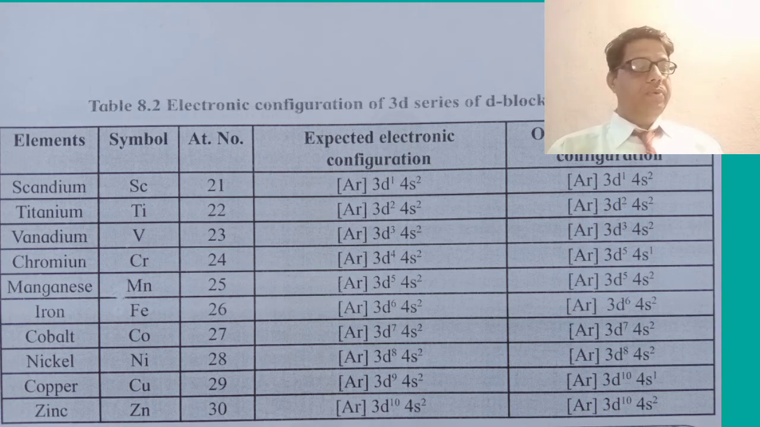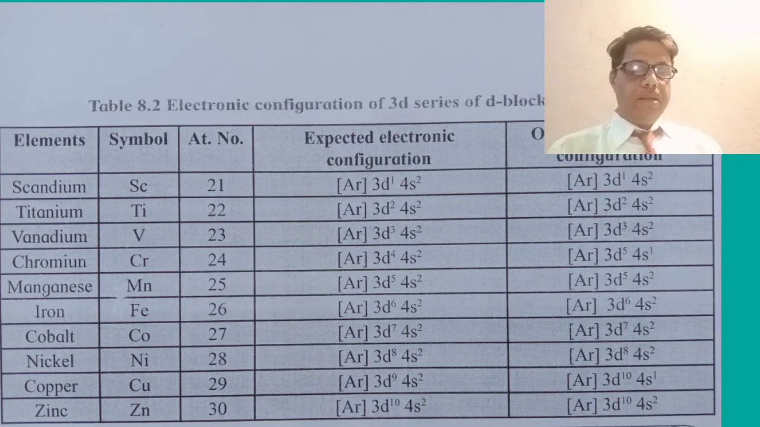And also if we observe the electronic configuration for copper, which is 29, expected is argon 3d9 4s2, but the observed electronic configuration is seen as argon 3d10 4s1. So the details of this chromium and copper we see in the next lecture. So first see the electronic configuration for this 3D series.